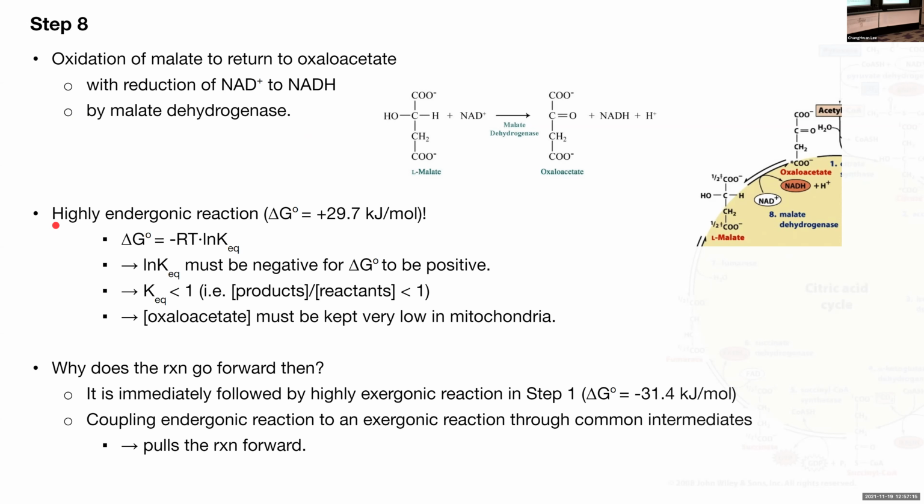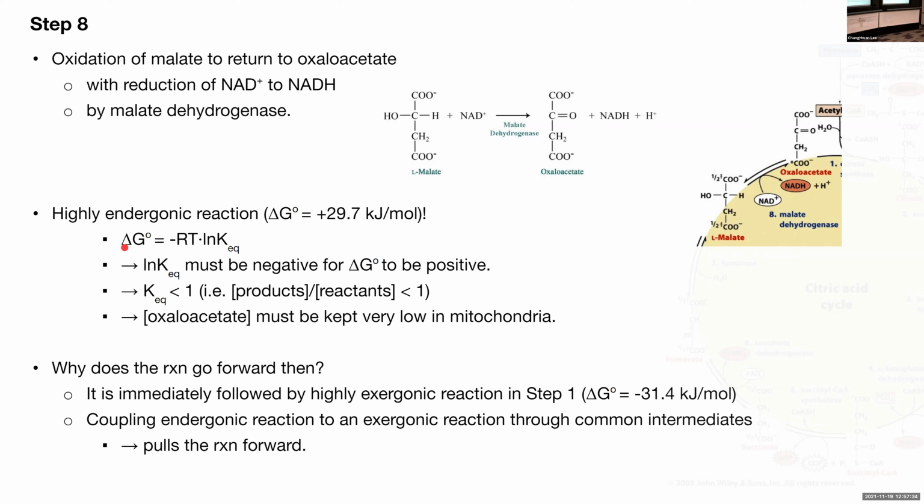And it is a highly endergonic reaction where the delta G naught value is 29.7 kilojoules per mole. So it's really a positive value, so it will not actually happen, at least at the standard state.